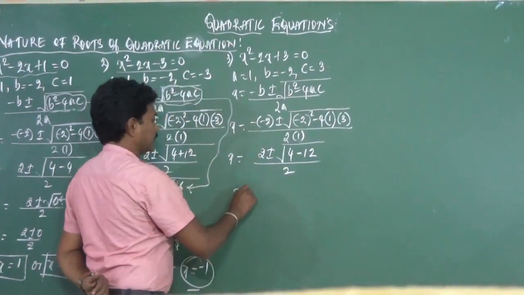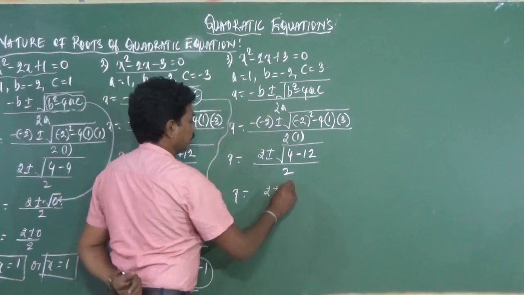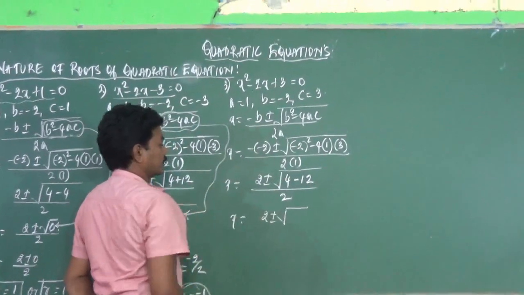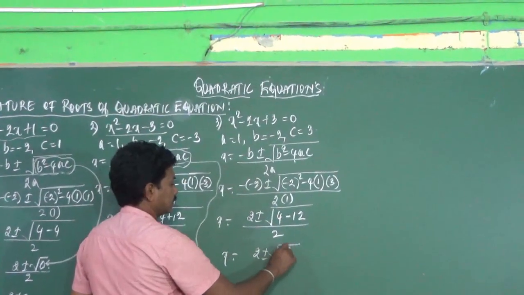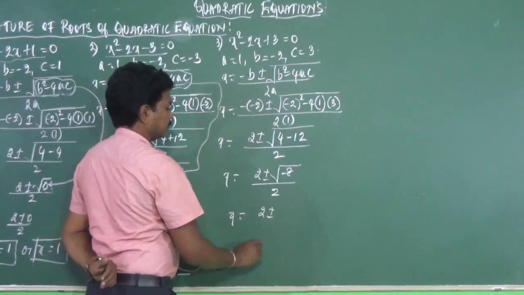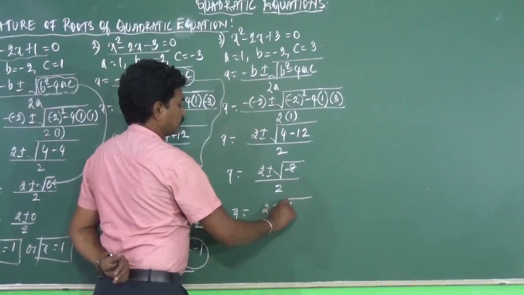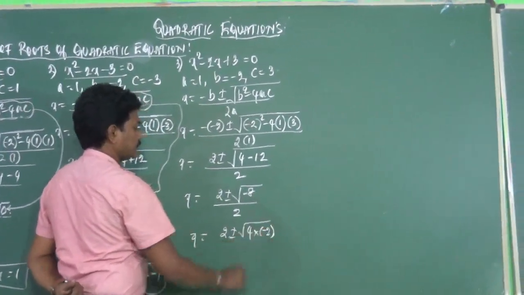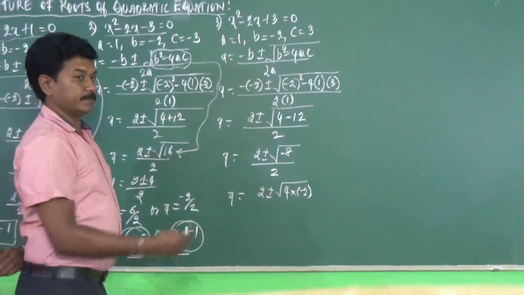Okay, x is equal to 2 plus or minus square root of 4 minus 12, minus 8, by 2. Okay, right. x is equal to 2 plus or minus. This can be written as 4 into minus 2, because it is minus 8.